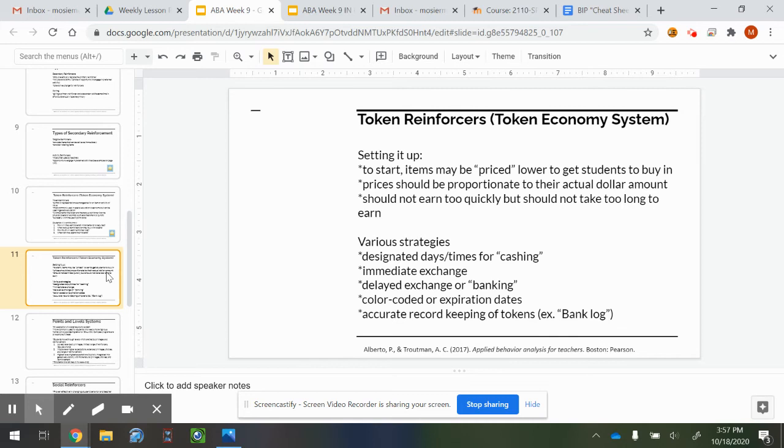In the book, there are some examples of point cards, which pair very nicely with token economy systems. You can use point cards and associate those with points or tokens. There are some good examples there to use with elementary students, as well as some point card systems for secondary students, which again can be equated to tokens that they can use to spend.